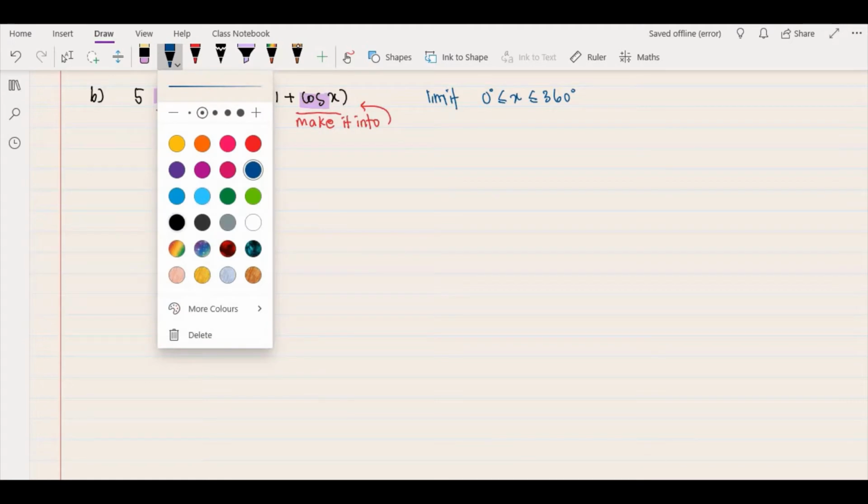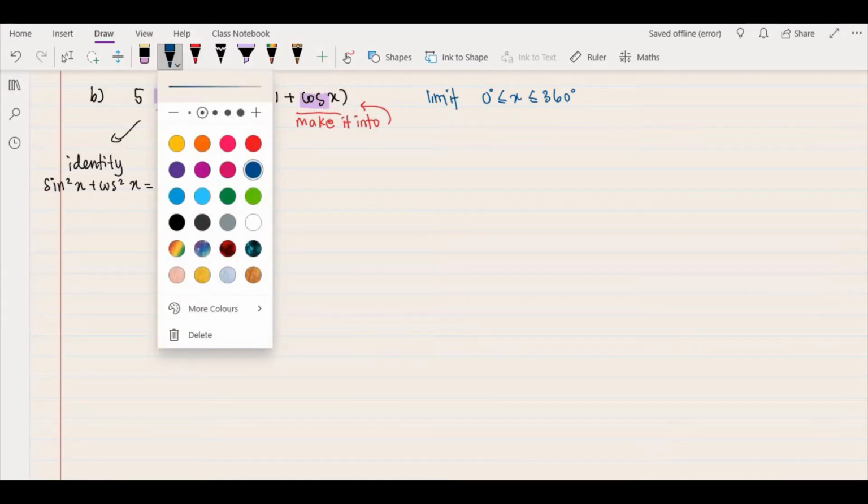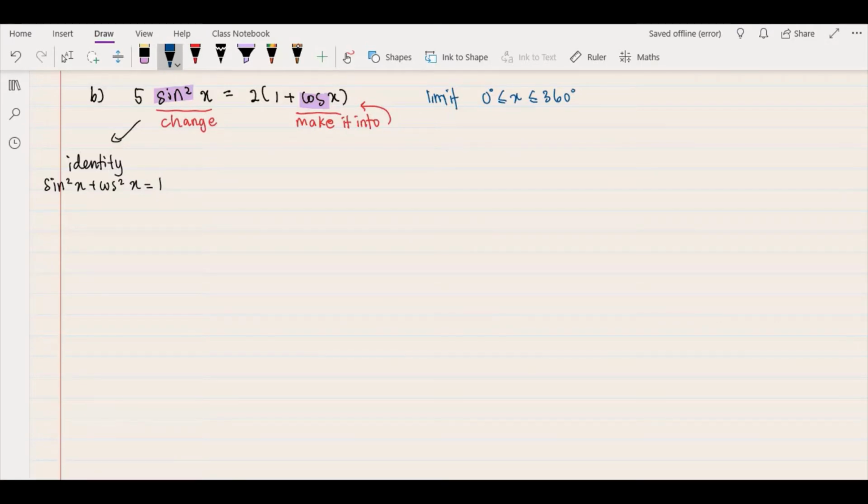This is what we need to use. We need to use our identity. So we have the first identity, which is sine square x plus cos square x is equal to 1. That is what we are going to use, and just substitute it into that one. We need to have sine square x as the subject, so 1 minus cos square x.